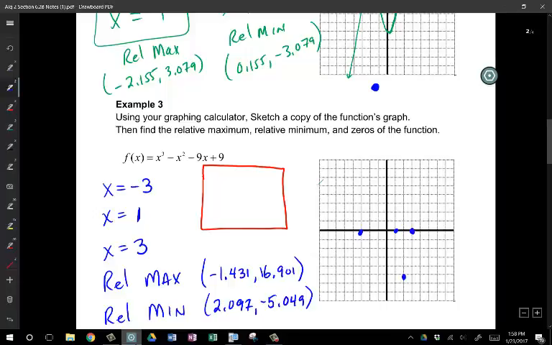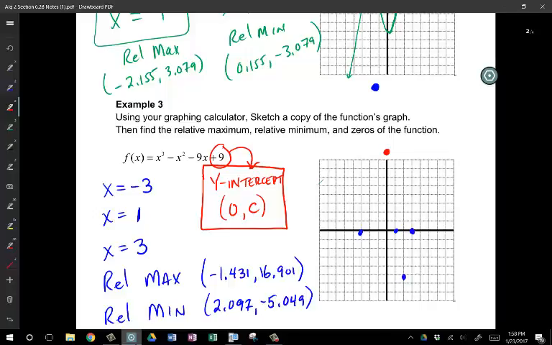All right, now for the secret point. The y-intercept is the point 0, comma, c. Do you remember that from the quadratic formula? ax squared plus bx plus c. Well, what's the final number? What's the constant in our problem? It's 9. So go up to 9, and that's your y-intercept. It's always good to know where it crosses the y-axis and where it crosses the x-axis.